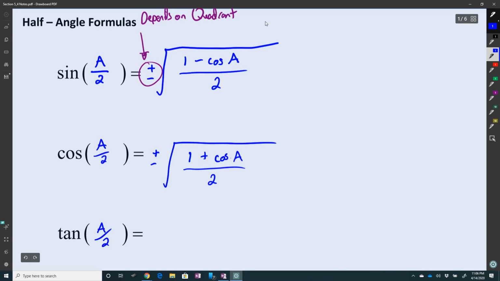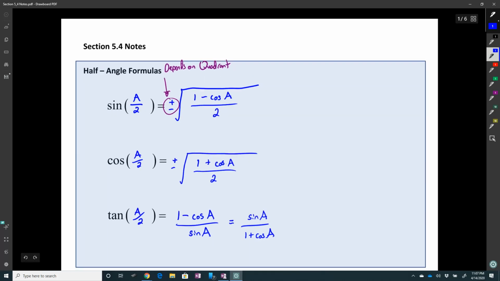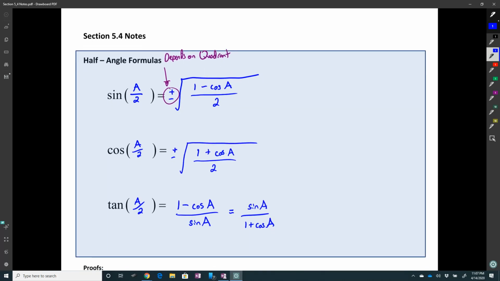Tangent, a over 2. Now, tangent is just made from dividing the 2. And when you divide the 2, the square roots cancel, and you get a pretty nice answer. You either get 1 minus cosine of a over sine of a, or you get, I'll just put another equal sign, sine a over 1 plus cosine a. And I'm going to show you how we do that. So for tangent, you have your option. For sine and cosine, there's just one equation for each. And again, the plus or minus depends on the quadrant. So anyway, let me go ahead and prove these real quick.